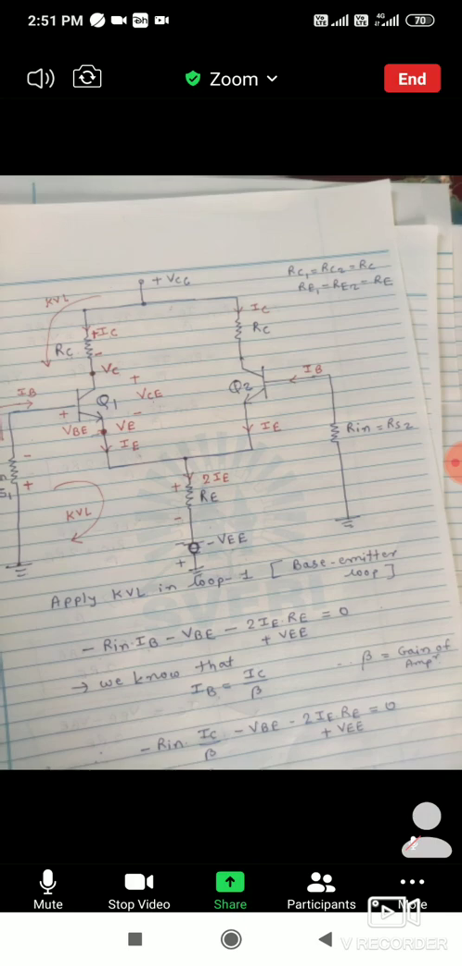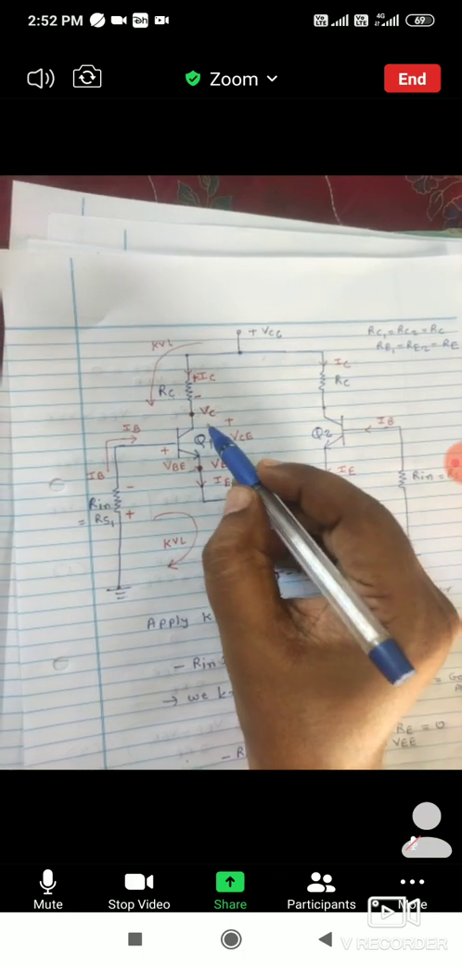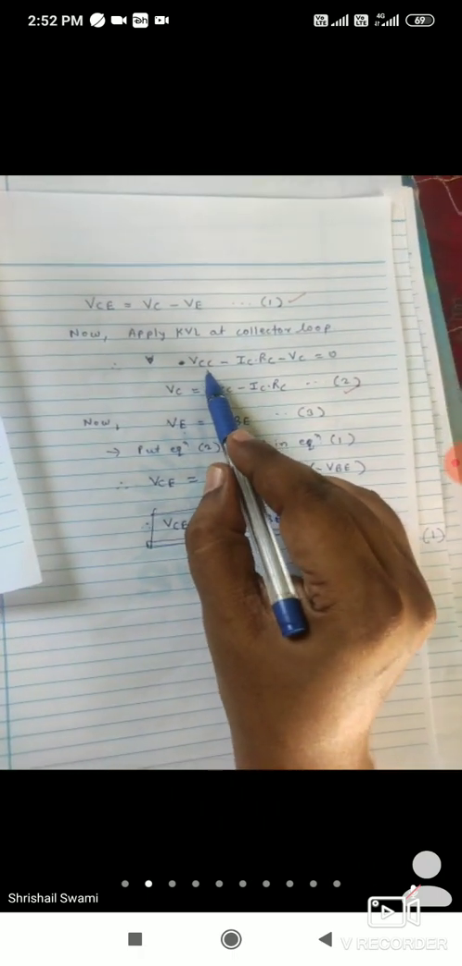Now, next, how to find VE? That is the emitter voltage, which is nothing but minus VBE. So VC you can find by taking the difference between VC and VE. How to find VC? By applying KVL at the collector terminal. When you apply KVL here, you will get this expression: VCC minus IC into RC minus VC is equal to 0. So VC is equal to VCC minus IC into RC. This is expression number 2.